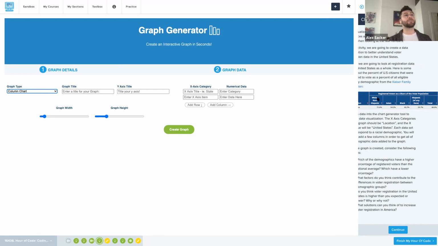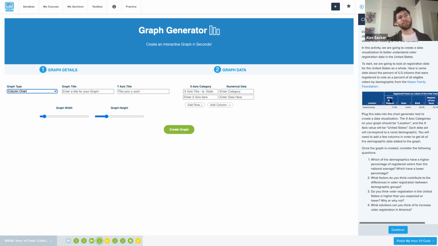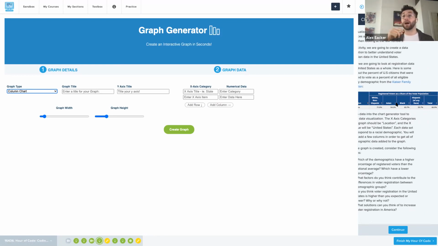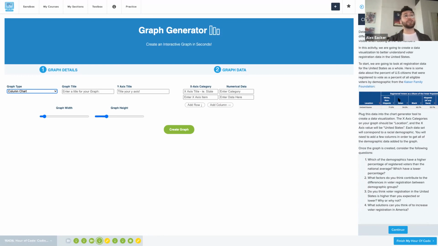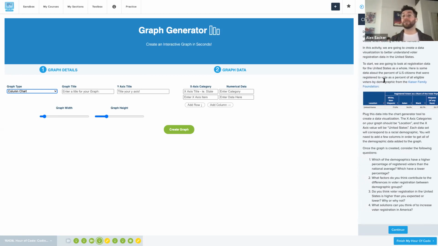And so what we have here is some data from the Kaiser Family Foundation. And the data looks a little small here. If you can't read it, I'll pull it up on the next slide. But the idea here is, using this data, can we create a visualization that shows registered voters as a share of the voting population, right? So out of all white non-Hispanic voters, out of all Asian voters, out of all Black voters, what percentage of these voters are actually registered to vote? And so that's what we'll be looking at in this particular example.